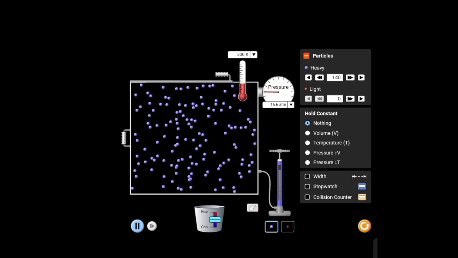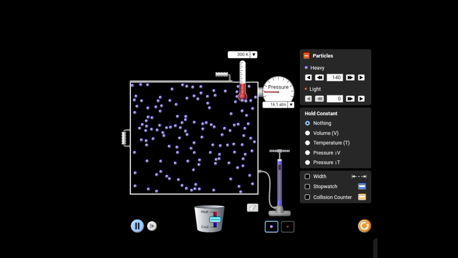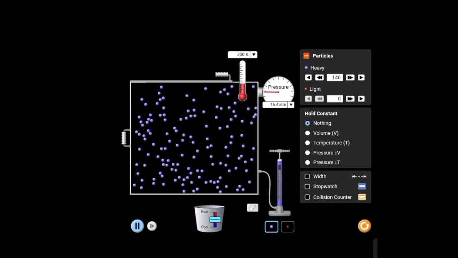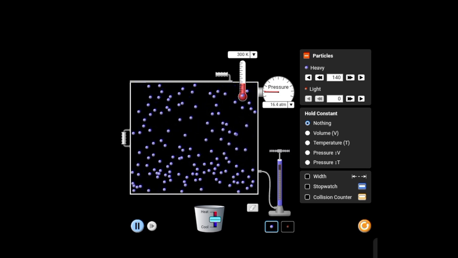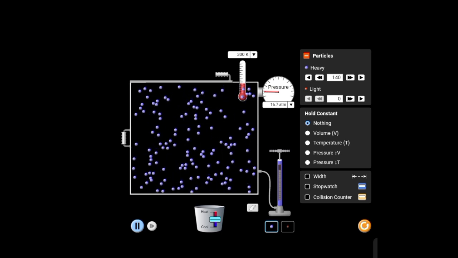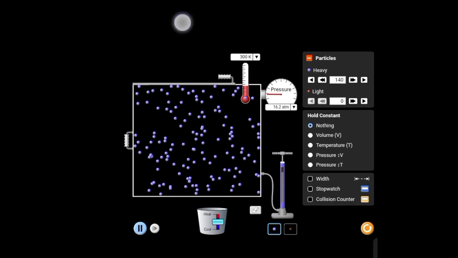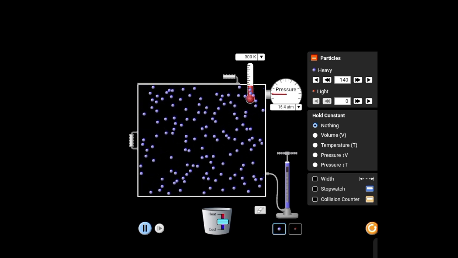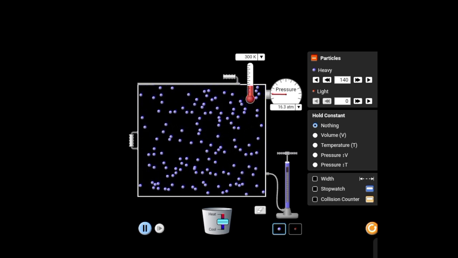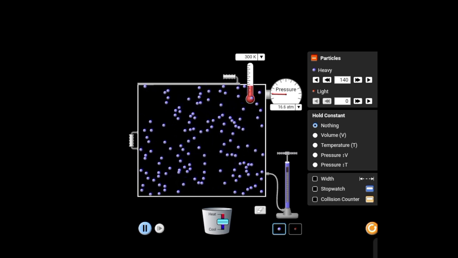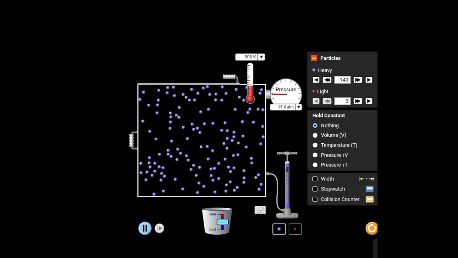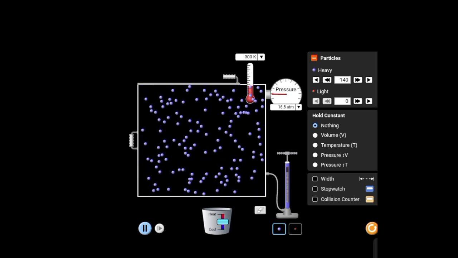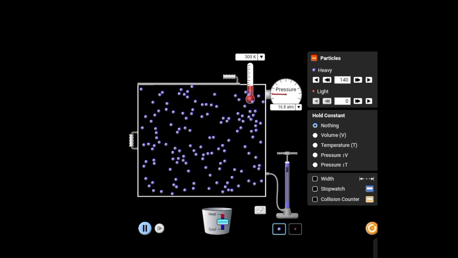You can see small particles moving around inside the container. These particles represent gas molecules. Now let's take a close look at the gas particles inside the container. We can observe that they are moving rapidly, bouncing off the walls of the container. This is what gas particles do in real life. They are constantly moving in all directions.